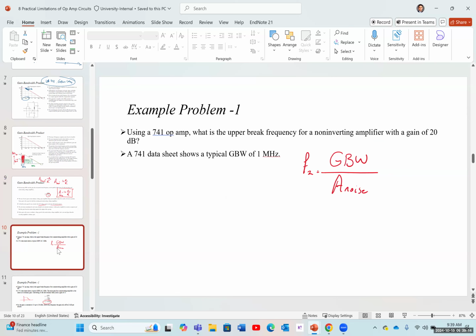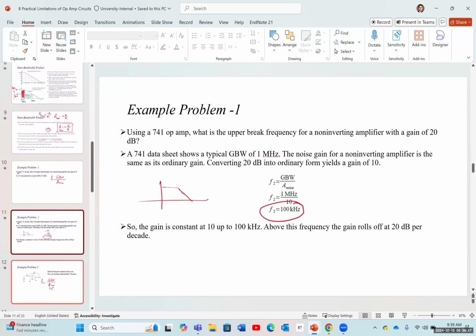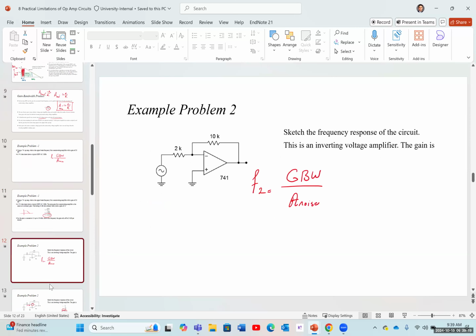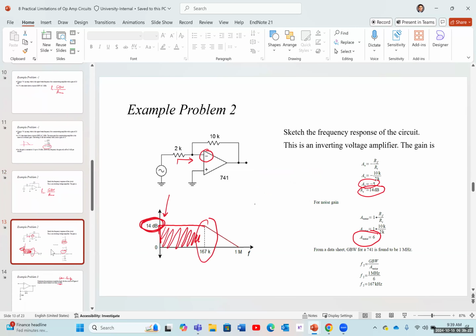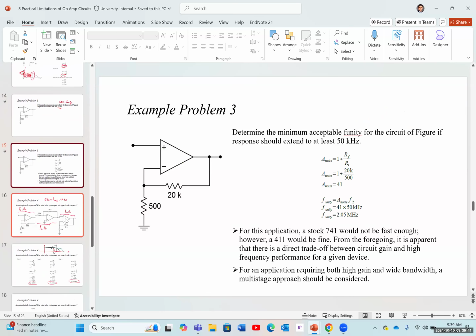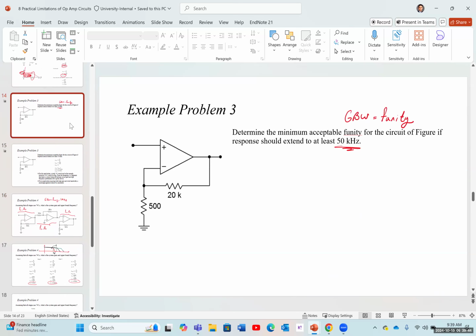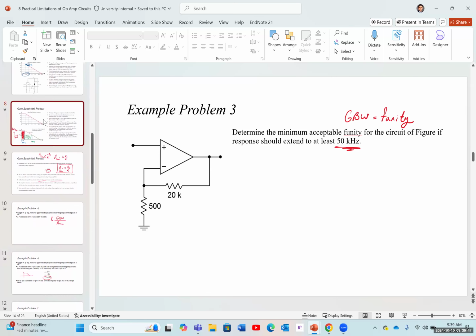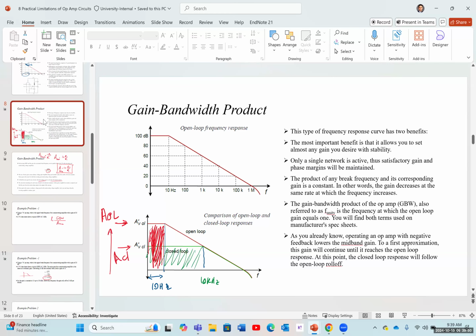We solved some practice problems, some examples for a single stage and calculating upper cutoff frequency. We learned that if we want to design something that has a high cutoff frequency, sometimes we have to change the op amp, going from a 741, which is a slow, limited op amp, to a 411, which is a faster, more expensive op amp. Sometimes we have limitations, and I've mentioned this again. Sometimes we want a large bandwidth, but at the same time, we want a high gain as well.